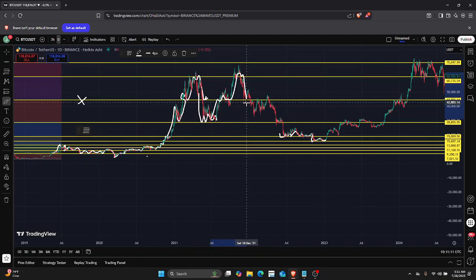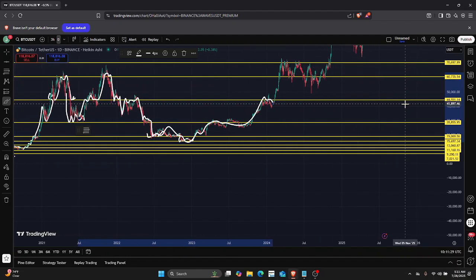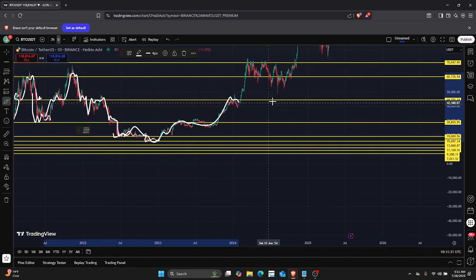Comes back down to where? 44,000. Breaks below, comes back up to 44,000. 44,000 goes back down to what? 28,000. It goes back down below that, 19,000 for a little while. And then it trends back up to where? 28,000. Back up to 44,000. Guess what? That's where we're currently.